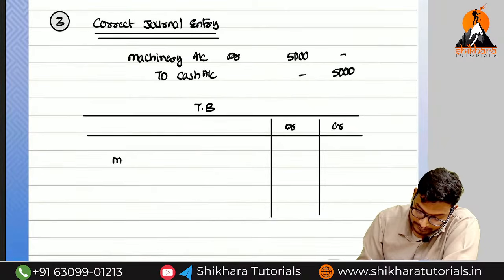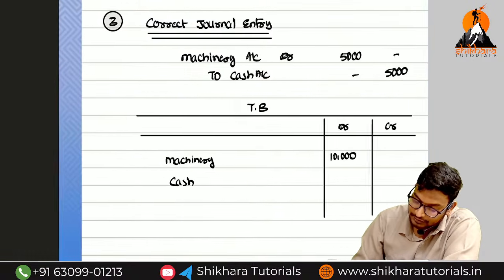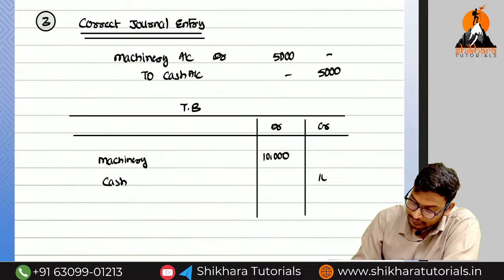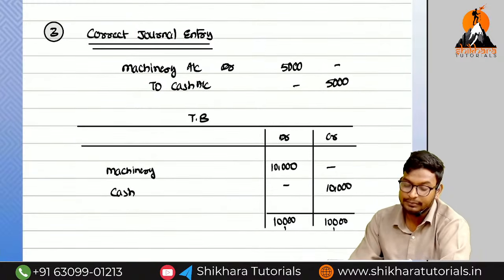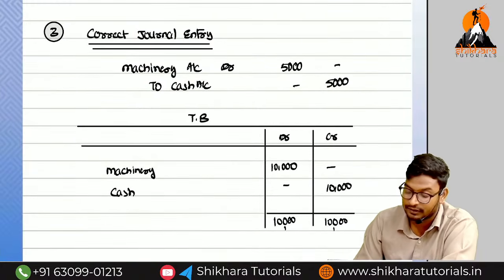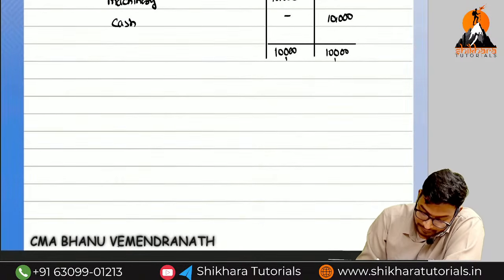So machinery on the debit side, how much, amma? 10,000 rupees. Cash on which side, amma? Credit side, how much, amma? 10,000 rupees. So is this right or wrong, amma? Right. So this is how the trial balance should appear. But what is the wrong one they have done, ma? Instead of debiting the machinery, they are going to debit the wages. Can you say the wrong one? Simple, amma. So the wrong journal entry.